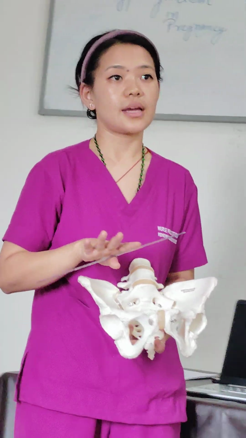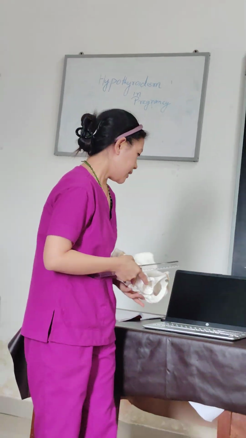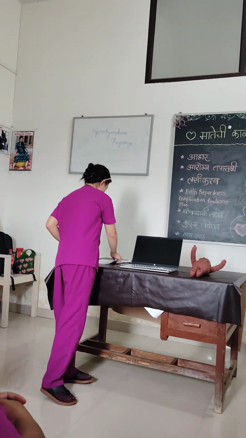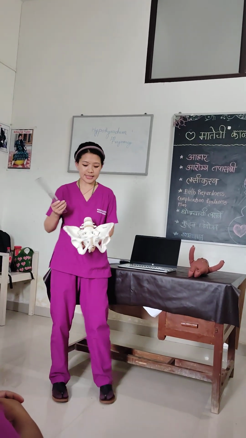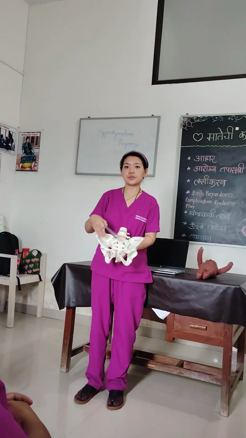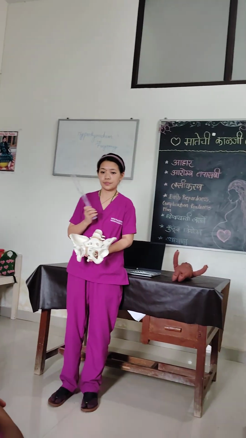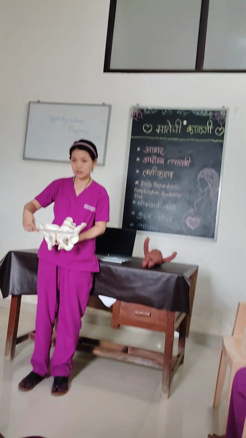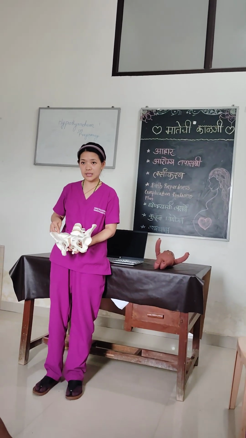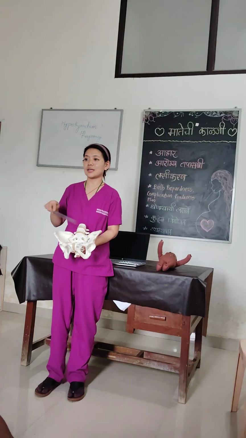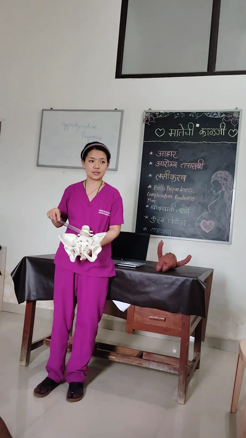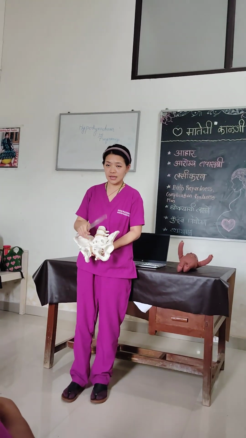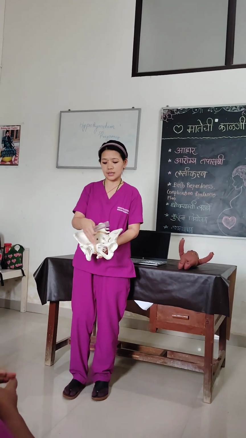Any doubt? Okay, then we'll come to the mechanism of labor. But before that, I'll tell you the diameters. What are the diameters of the pelvis? Anterior-posterior, how much? 11. Transverse? 13. And oblique? 12. So these are the diameters of the pelvis inlet. I was discussing the inlet.